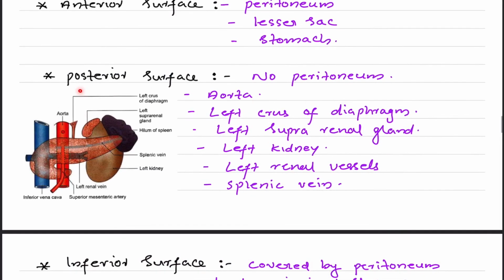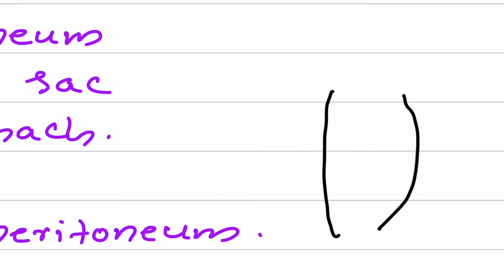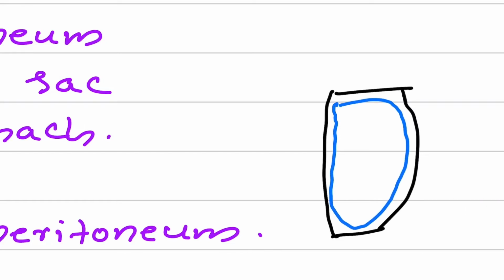Okay, so in the posterior surface we have no peritoneum. So what do we call it? The pancreas is retroperitoneal. I will explain it now. This is your abdominal cavity. Suppose, okay, the peritoneum is not covering the abdominal cavity entirely. It is not like this, not like this. The peritoneum is not covering completely. The peritoneum is covering like this.